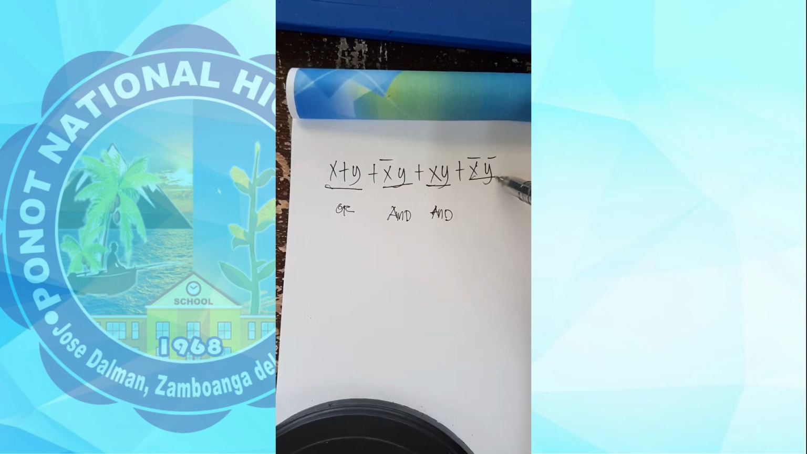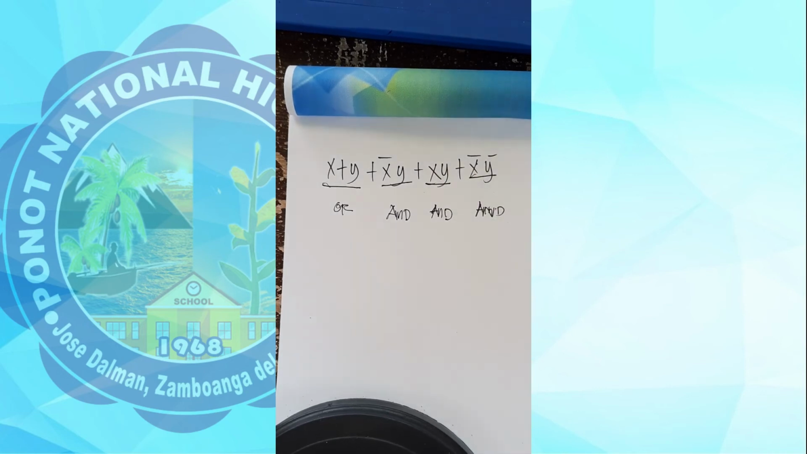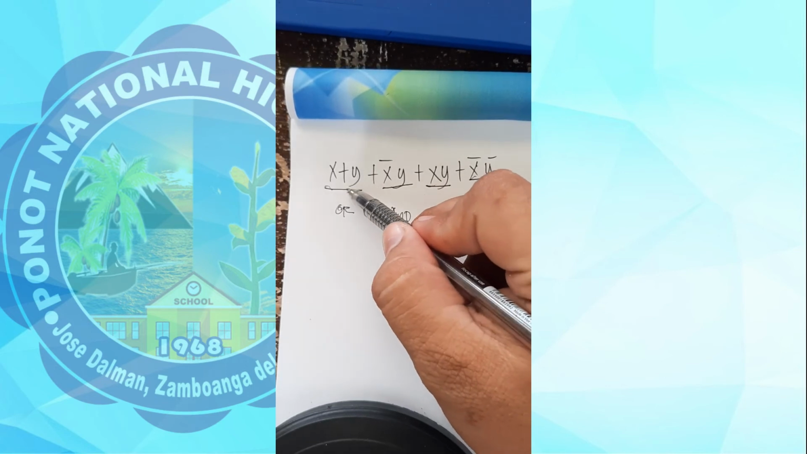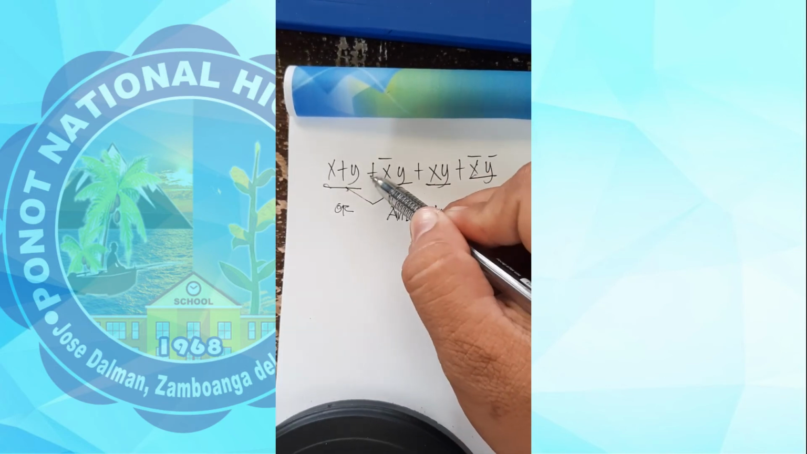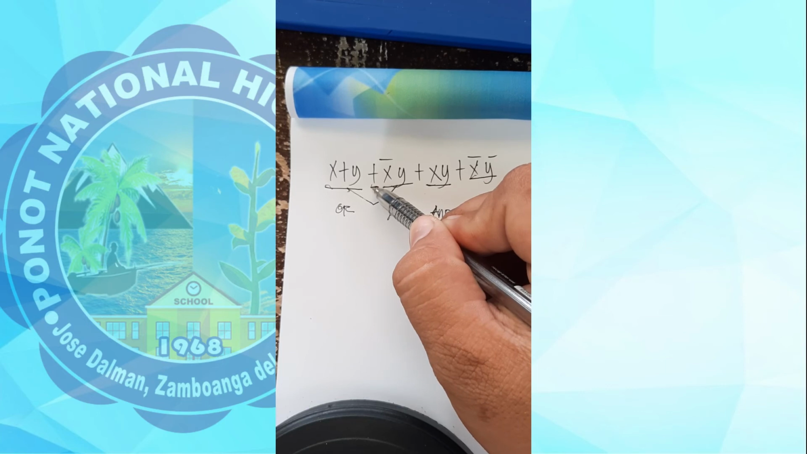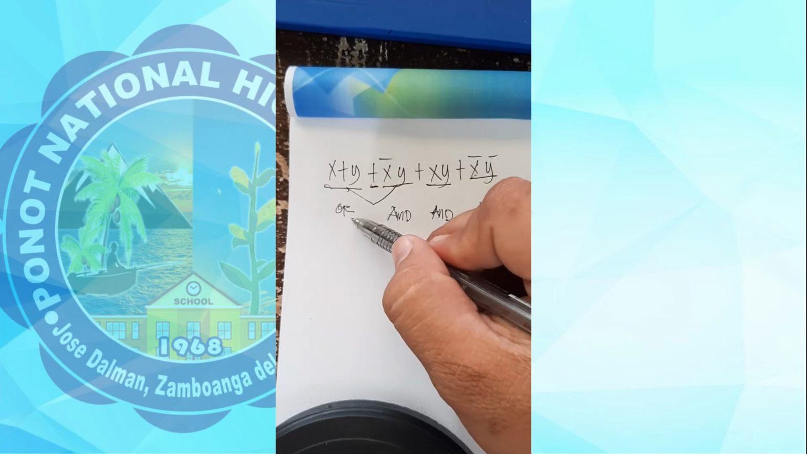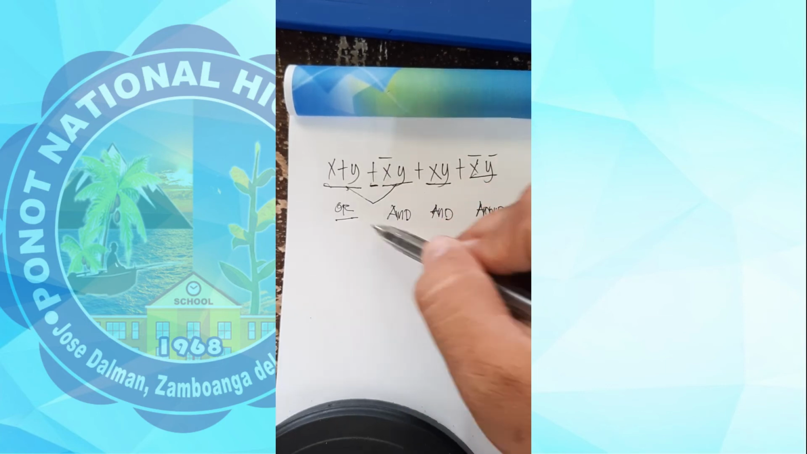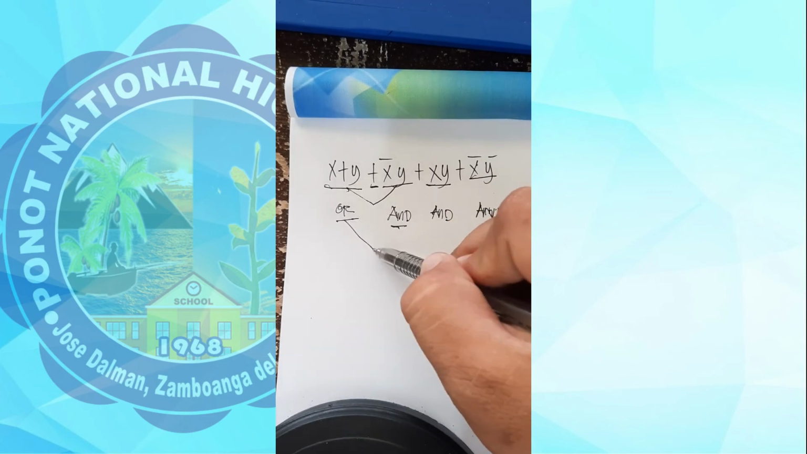Pag multiplication, that is also AND Gate. Tama? Ngayon, kung ito at saka ito, in between is a plus. That is Xor Gate. So meaning from this OR to this OR, that is Xor Gate. Tama?